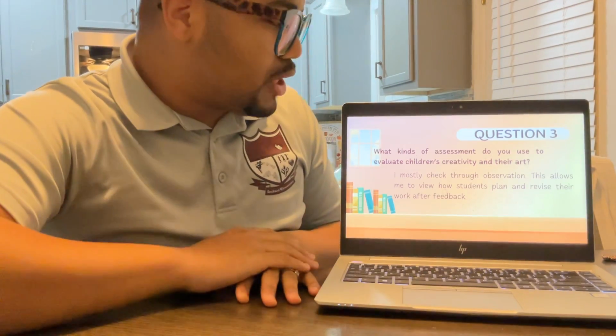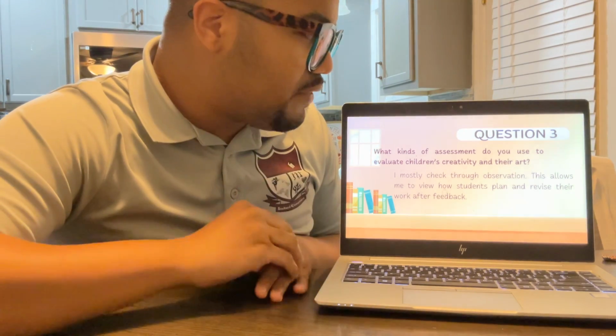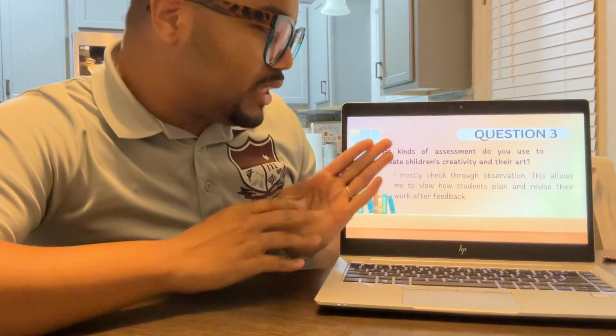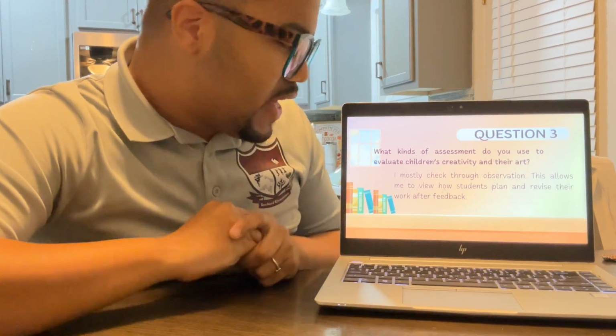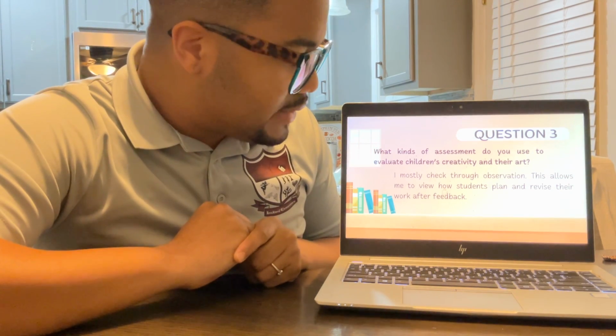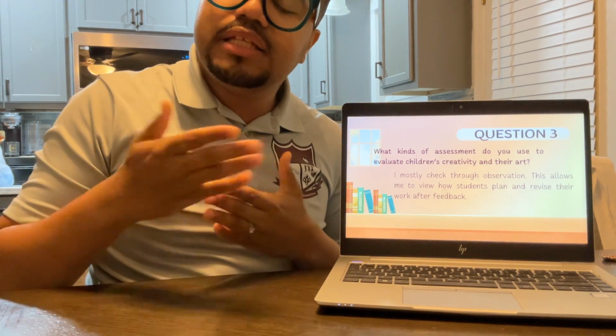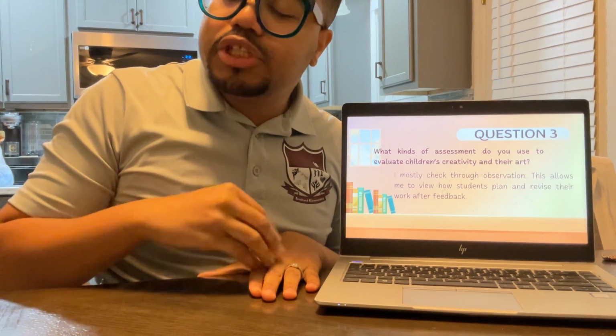Okay. Question 3. What kinds of assessments do you use to evaluate children's creativity in their art? Haley responds, I mostly check through observation. This allows me to view how students plan and revise their work after feedback. After she said that, she started to expand on how Haley often checks within her lesson plan, her check for understanding.